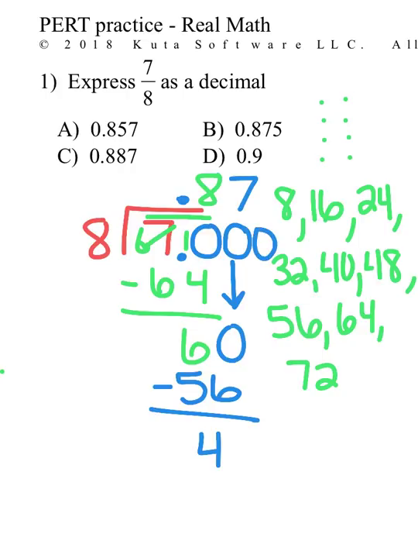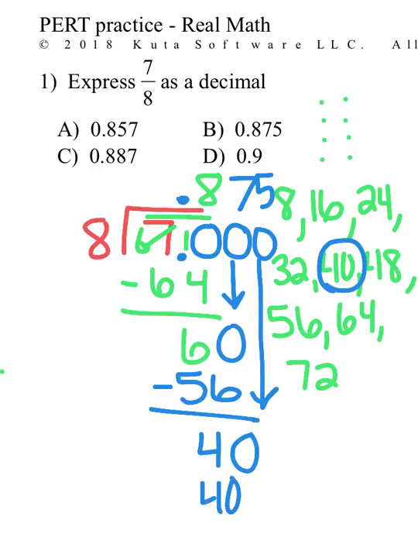I need another 0. Bring it down, and 8 goes into 40. Well, that's an actual number on my multiplication facts, and it goes into it 5 times. So 5 times 8 is 40. I get that 0 at the very bottom, which makes me happy, and my answer would be B.